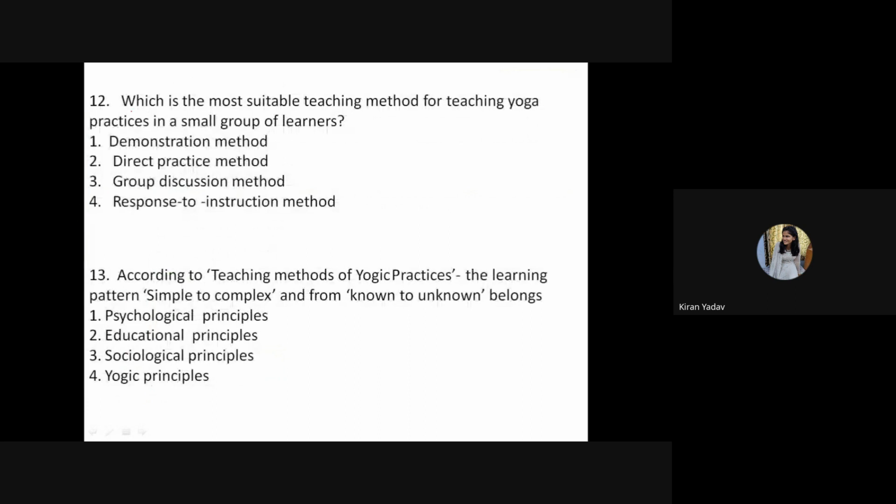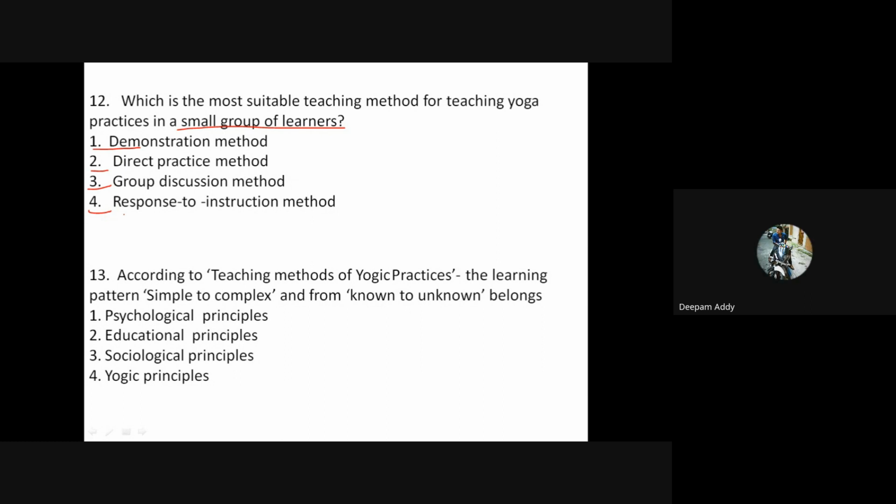Next question is, which is the most suitable teaching method for teaching yoga practices in a small group of learners? Demonstration method, direct practice method, third, group discussion method, fourth, response to instruction method. Ma'am, I think fourth. Okay, and more. What is response to instruction method? I can't remember. In response to instruction method, students follow the instructions what teacher gives.